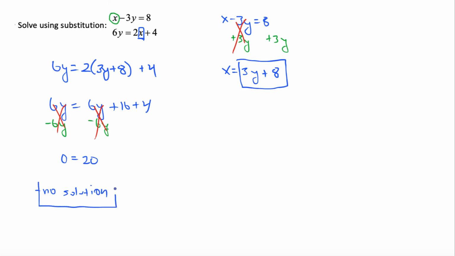But graphically, what does that mean? And graphically, if you drew these two lines, right, they would never cross. Remember, that's what we're looking for. The solution is where these two lines cross. But because there's no solution, if you drew these, you would get parallel lines, and they would never cross. In this case, we get no solution as the answer.